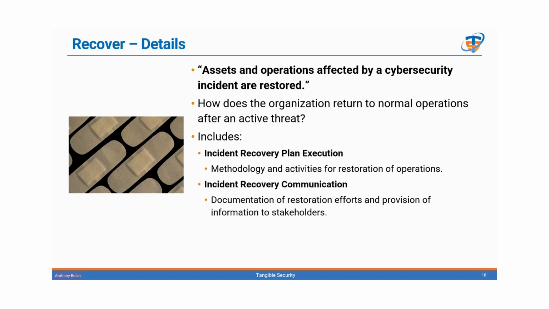And then on to Recover. NIST defines this as: assets and operations affected by a cybersecurity incident are restored. In short, how does the organization return to its normal operations after there's an active threat? With many incidents, there can be some fairly extensive damage. Again, with ransomware, machines probably have to be re-imaged. That can take a lot of time if there's been a lot of spread. If information was taken from the organization and distributed, how are you going to ensure the ongoing safety against identity theft of people whose information was stolen? How do you rebuild public trust?